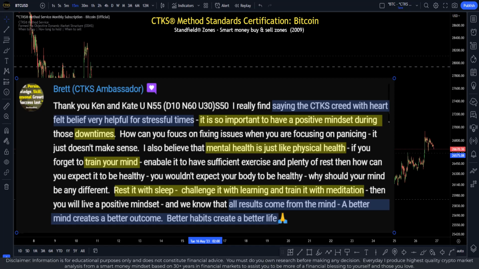Rest, get some sleep, challenge your learning, train with meditation. All results come from the mind, and a better mind creates better outcomes. Better habits create a better life.